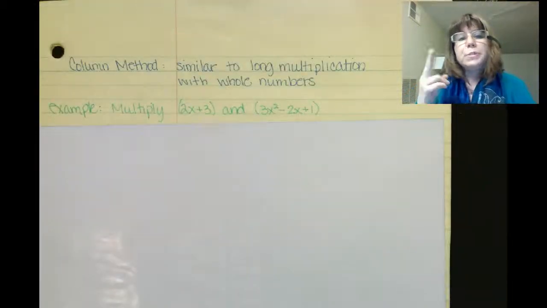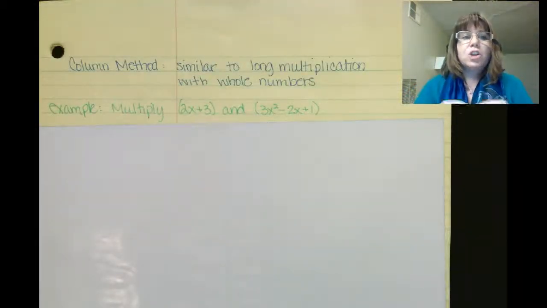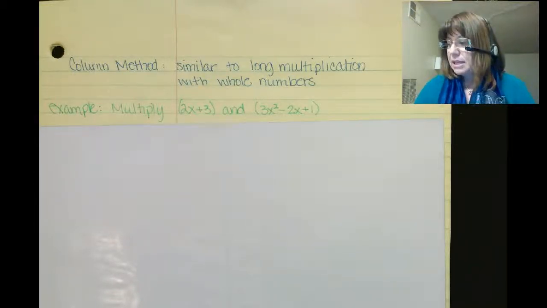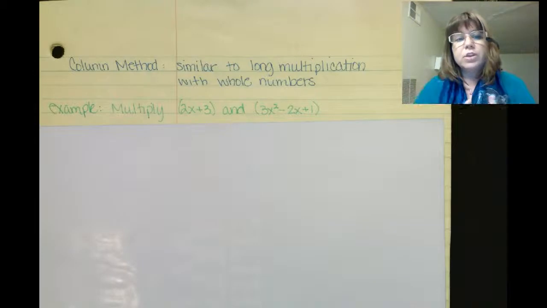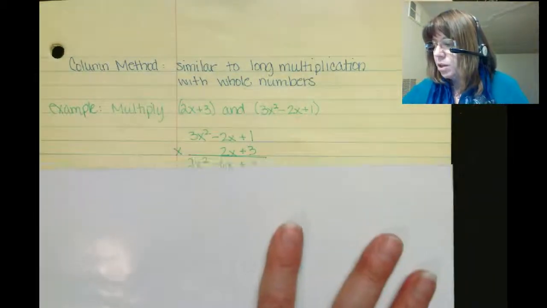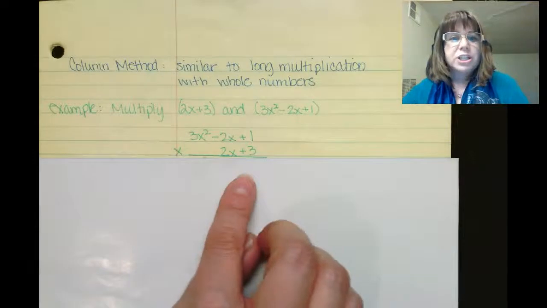Now I said there were two methods. Here's the second method, the column method. Very similar to the long multiplication with whole numbers. So let's take a little bit different example, 2x plus 3 and 3x squared minus 2x plus 1. This time I have a trinomial and a binomial. So I'm going to set it up like long multiplication.